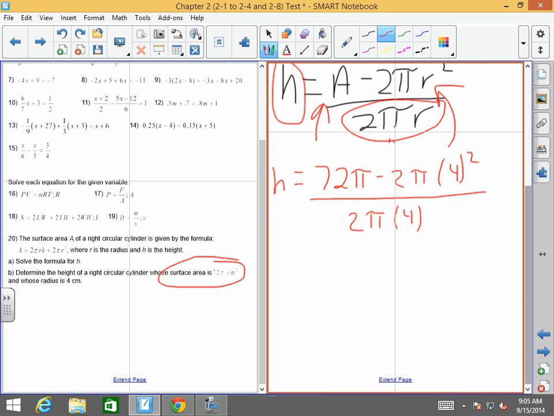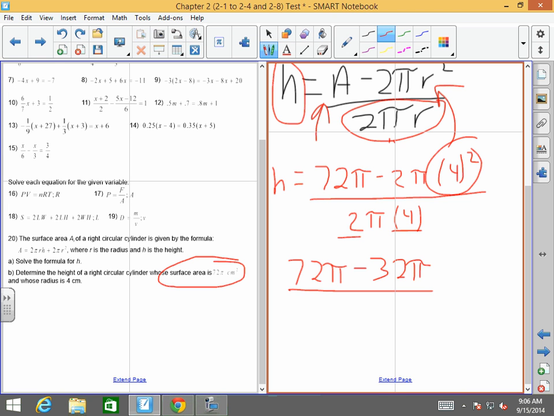Guys, I told you in class, the pi's will cancel. Don't multiply by pi. Don't turn pi into 3.14. I said that like 6 times. And a bunch of you guys multiplied by pi. Brothers, stick to the simple stuff. 72 pi. My brothers, what's 4 squared? 16 times 2 is? So that's minus 32 pi. Over what's 2 times 4?